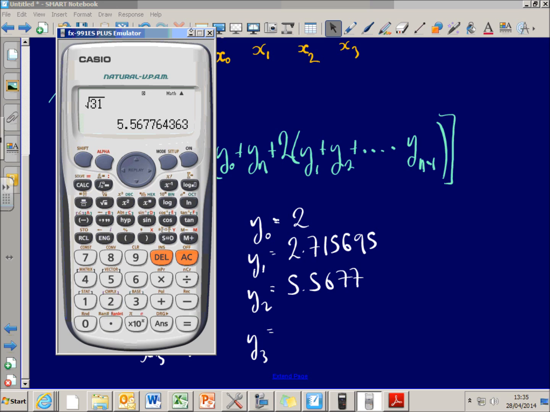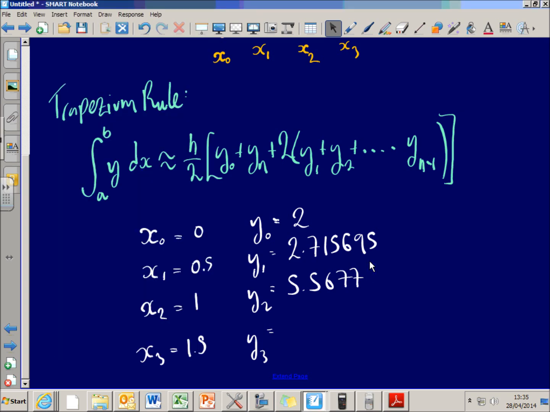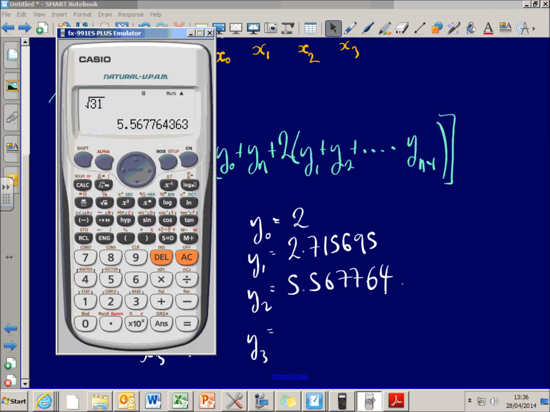5.567764. Charlie, paying attention. And then I'm going to put 1.5 in. So I do 1.5, I cube it, I times it by 27, I add 4, I square root the answer, 9.753205, okay? 9.753205.